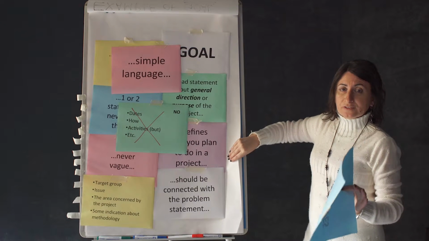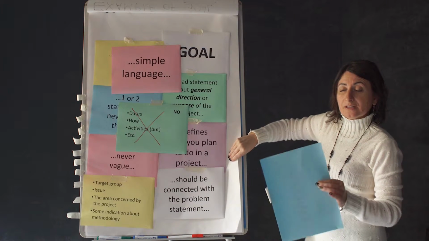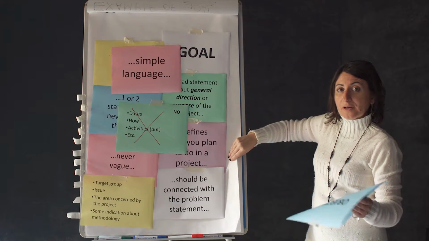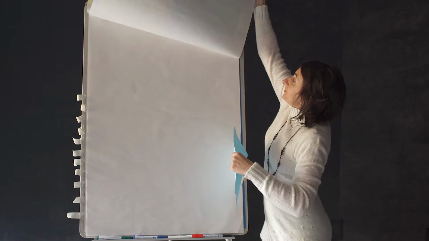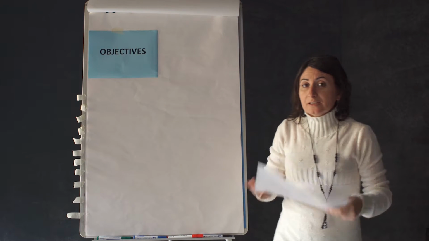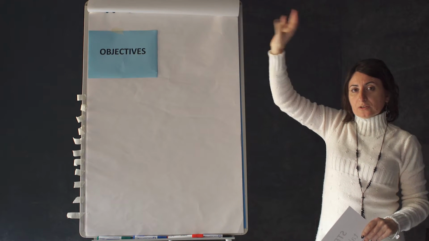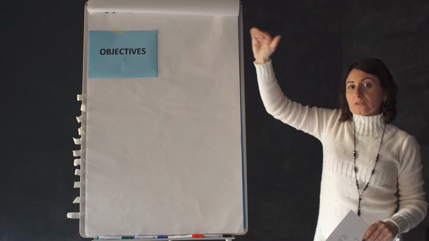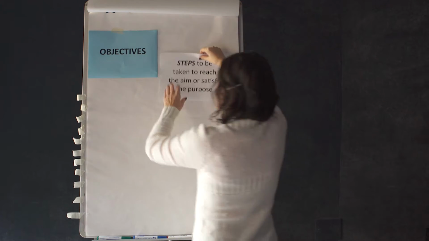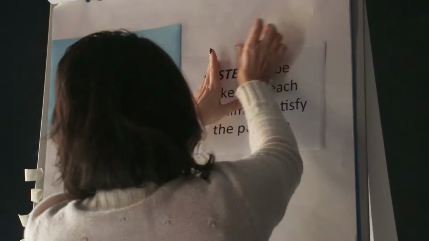And now let's see the differences with the objectives. We already said one important thing, that the goal has to be a kind of umbrella for the objectives. The objectives, instead, are the steps that we want to take in order to reach the aim. So we have a general objective that we want to achieve, which is the goal, and how to reach this goal through little steps. These steps are the objectives that we have set for our project.